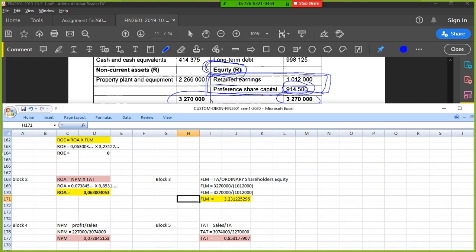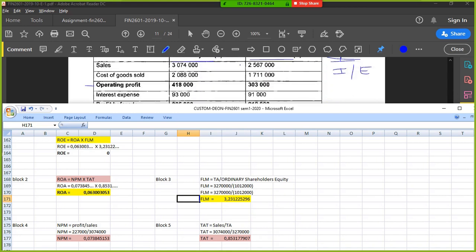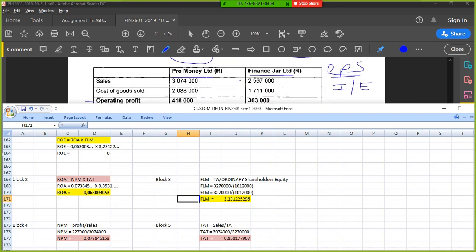Let's see. What else can we substitute in? We need to go down. Here, sales we can substitute in. Finance Jar is what's on the right. It's this side. Okay, so where's my sales? Here's my sales. In this formula, we need to put in sales of 2567. Okay, sales here, same thing. 2567.